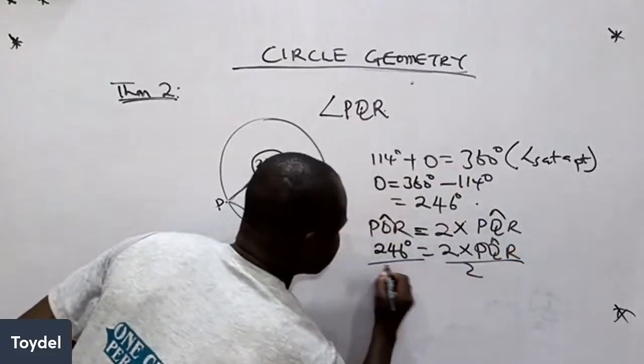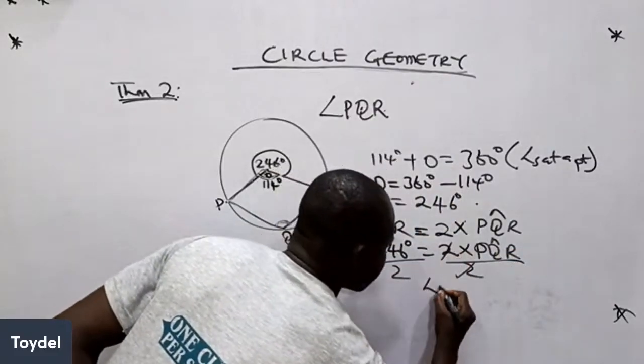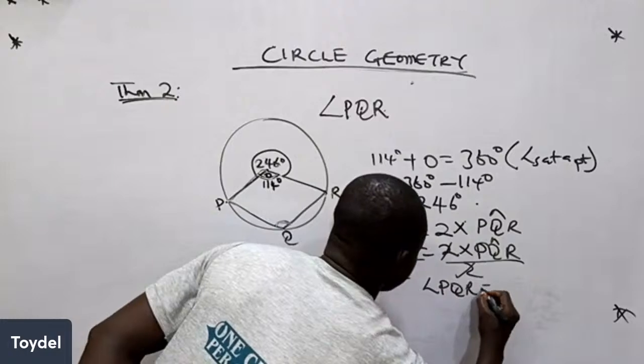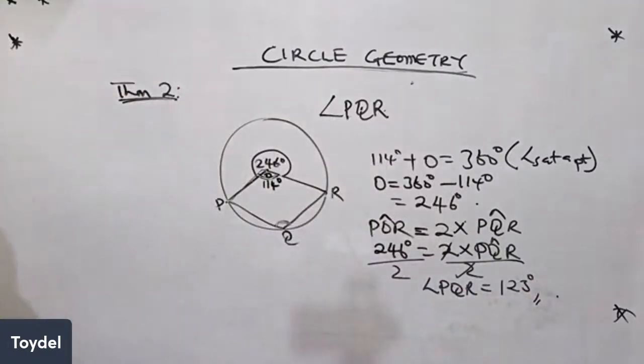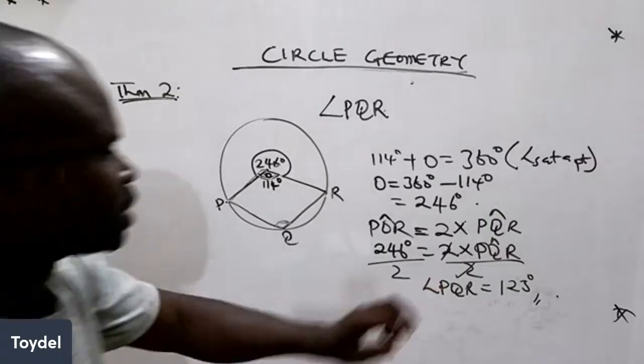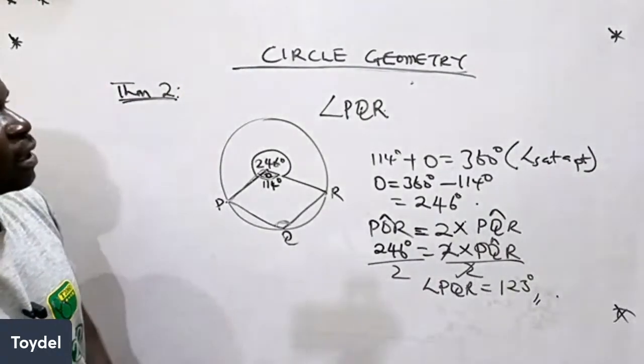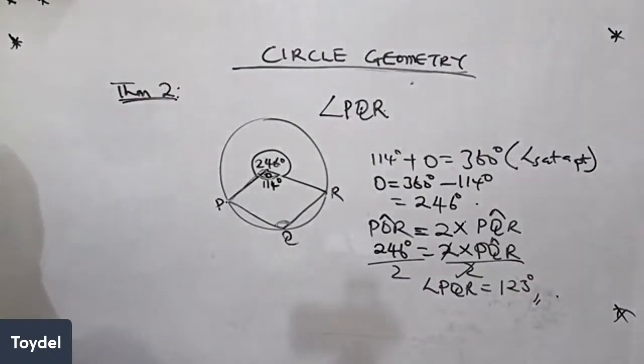Divide both sides by 2. This will cancel this. So angle PQR that we are required to find will now be 123 degrees. You have to trace it, provided they are subtended by the same arc. Angle at the center of a circle is twice the one at the circumference. So the right option in that question is 123. So that is the second theorem: angle at the center is twice the one at the circumference.